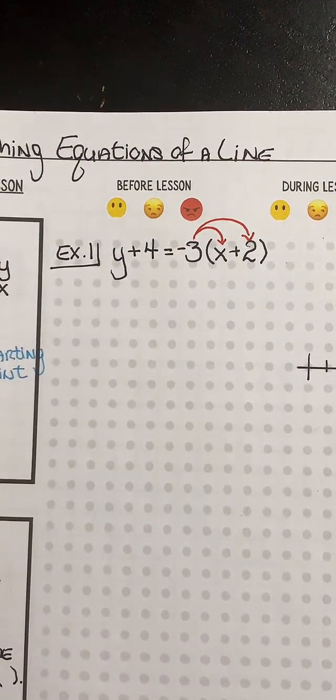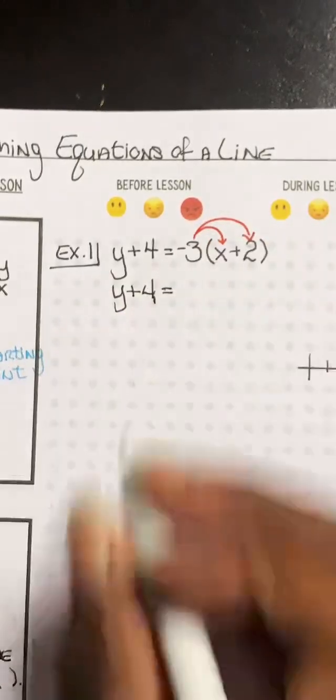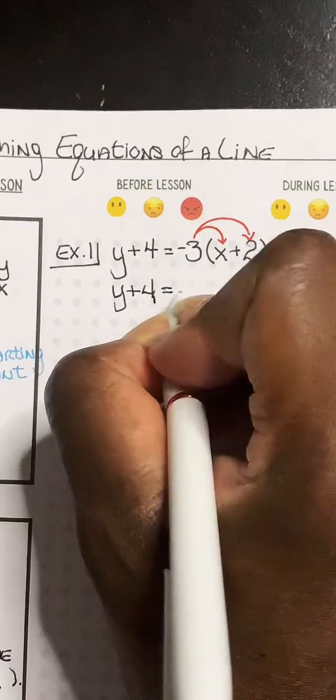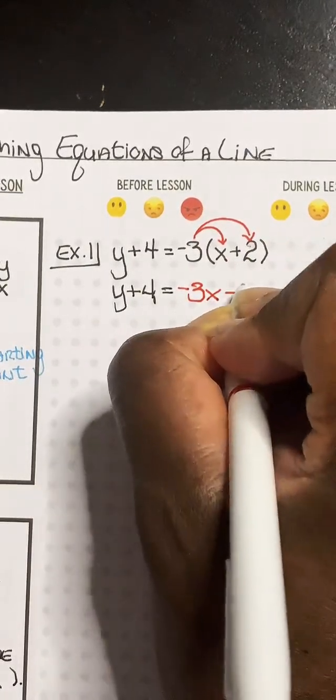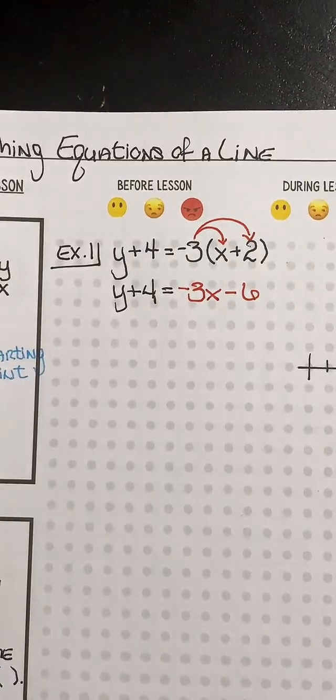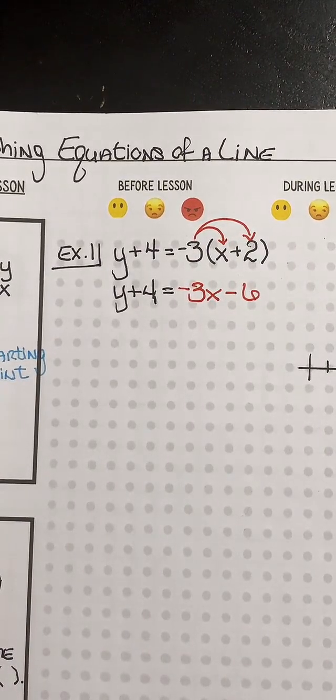So with that being said, now we have our y plus 4 is equal to negative 3x minus 6.